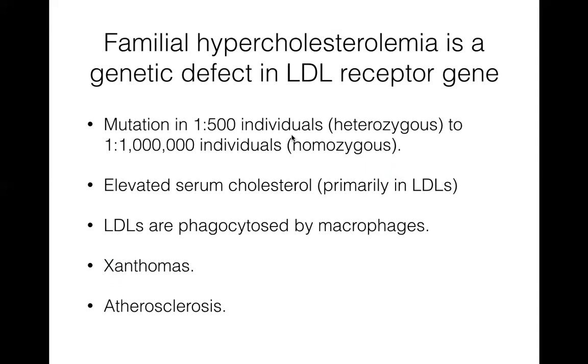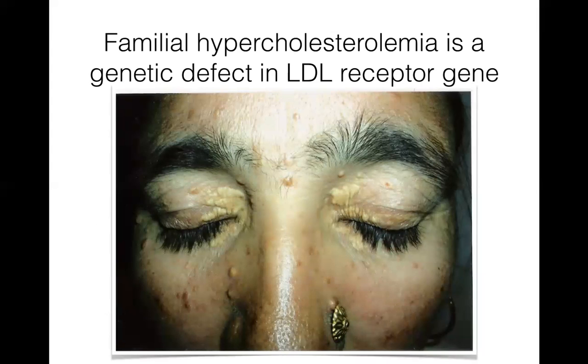Now, even with heterozygous mutation, that is enough to cause symptoms such as elevated cholesterol, primarily LDL. Now, those LDLs are phagocytosed by macrophages, resulting in xanthomas and atherosclerosis. One of the symptoms and signs of familial hypercholesterolemia is the presence of xanthomas on the skin, indicating high levels of circulating LDL.